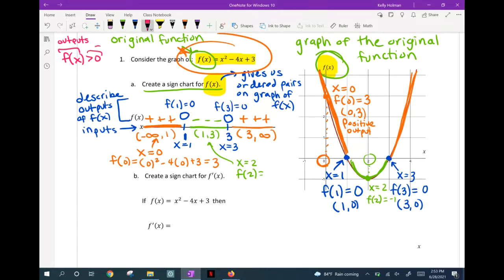You're just going to have to slow your brain down and be like, okay, f of x is an output of the function. Greater than 0 means positive. And then you come read your chart. That's happening from negative infinity until I hit 1, and again from 3 to infinity. We've done this before, and you should have done this in your algebra class. So none of this is calculus. It's just plugging and chugging.